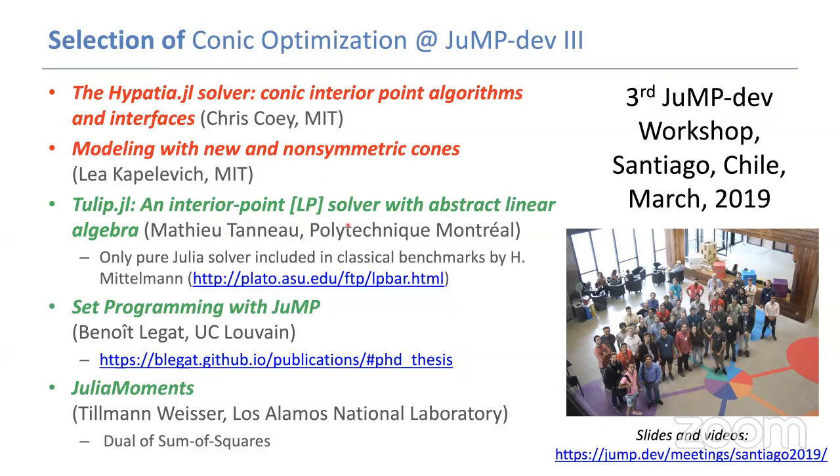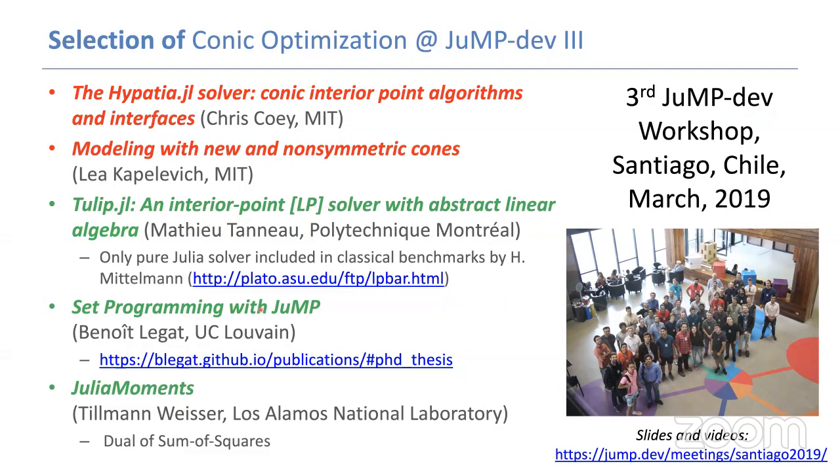So I also want to mention a few more. There were more, but one of the interesting ones is Tulip.jl, which is an interior point solver only for linear optimization that uses a lot of interesting features from Julia, using abstract linear algebra, for instance. And perhaps one of the interesting things about this solver is that it's the only pure Julia solver, as far as I know, that has been included in the classical optimization benchmarks by Hans Mittelmann. So that's an interesting thing. It's competing with LP codes that are written in C or more classical languages.